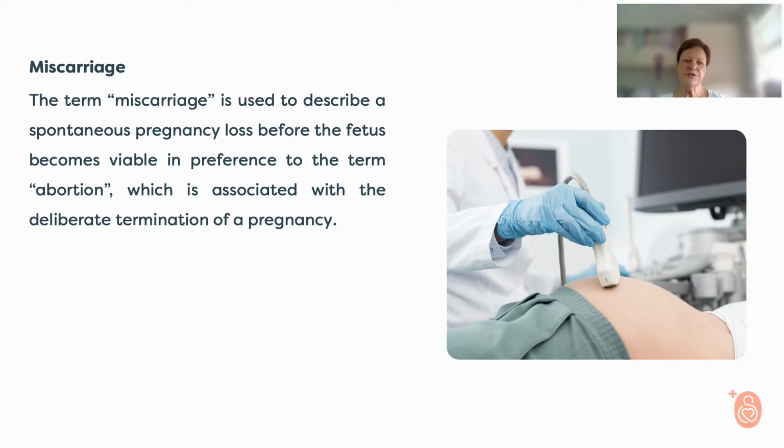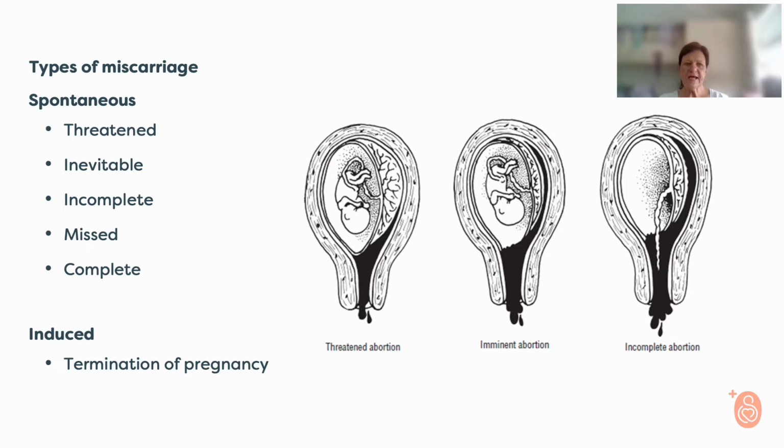And we prefer to use the term miscarriage where it happens spontaneously in comparison with the term abortion, which is more associated with the deliberate termination of pregnancy. Now, if we look at the different types of miscarriages, we divide them into spontaneous miscarriages and induced miscarriages, which will then be the group of abortions, which is the termination of pregnancy. Now, when we look at the spontaneous types of miscarriages, we have the threatened ones, inevitable, incomplete, missed, and complete, and we will look at a few of them and the management of a few of them.